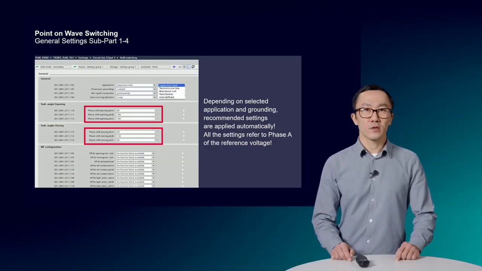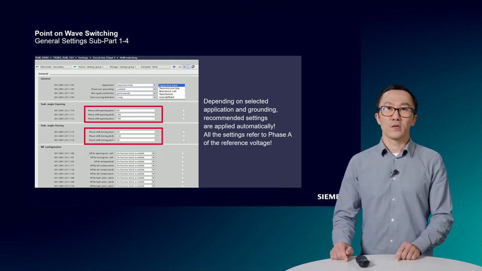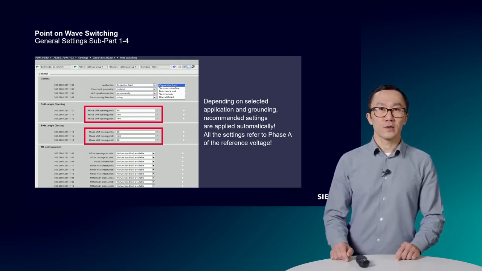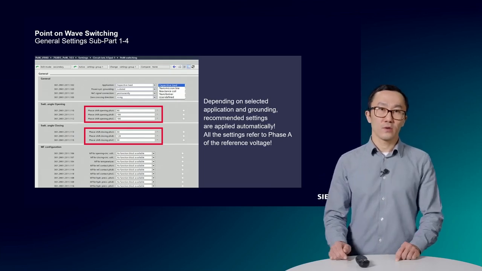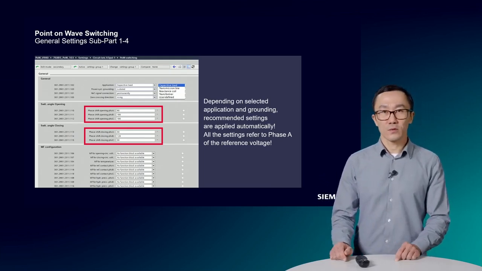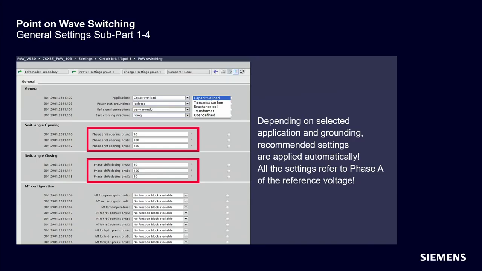In the general part, you can select the application. You can select from the following options: capacitive load, transmission line, reactance coil, transformer, or user-defined. Once you have chosen the application, the next thing to define is grounding. Here you have 2 choices: grounded or isolated. Once you have defined these 2 parameters, switching angles for opening and closing are automatically proposed.